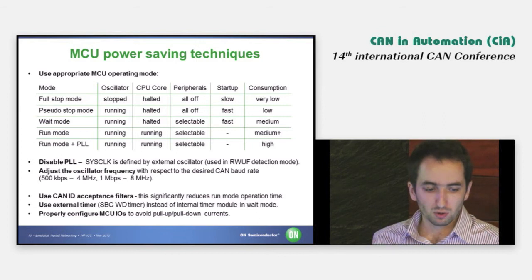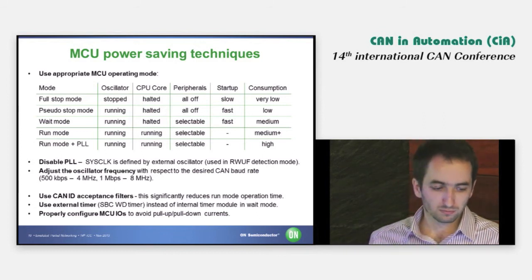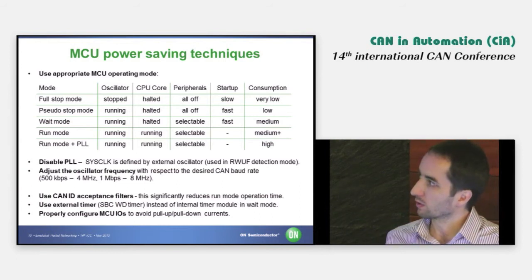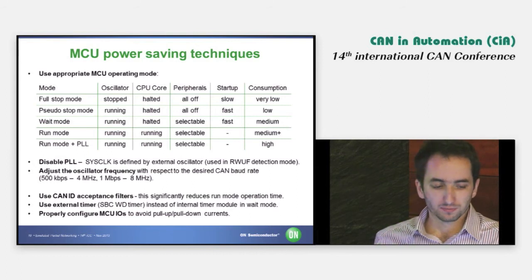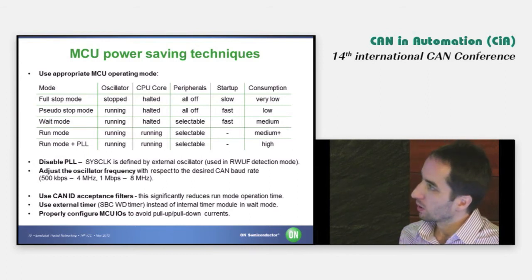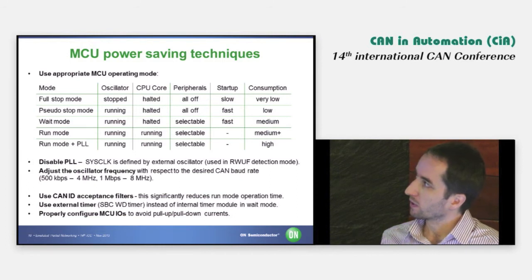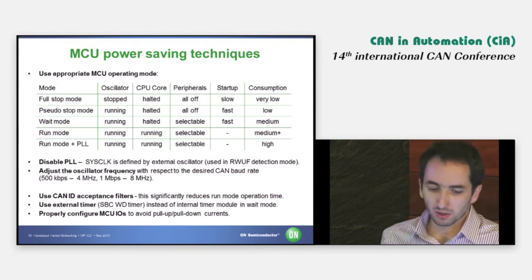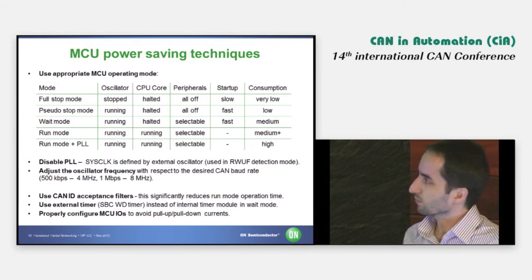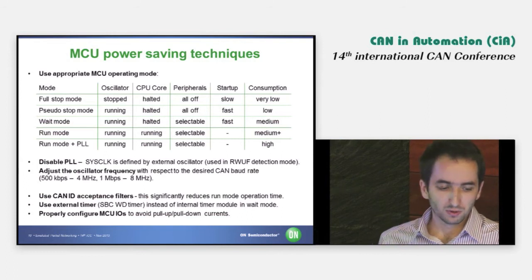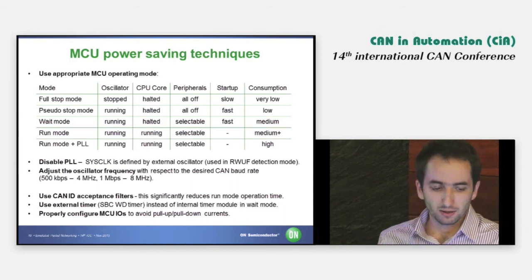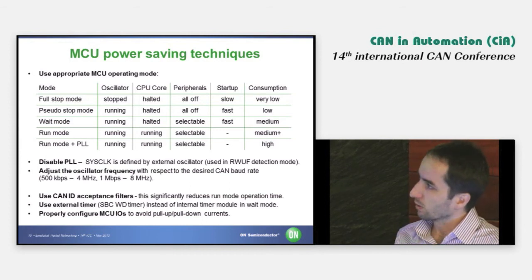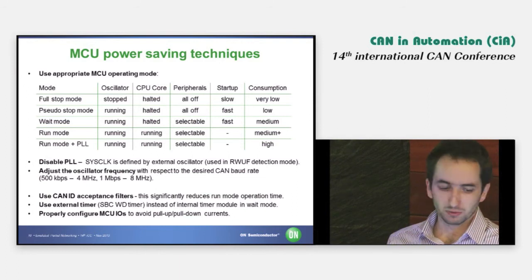In this pseudo-stop mode, the PLL is also disabled, which helps to decrease the current consumption. And we have other modes such as the wait mode, where we can enable several peripherals. It also supports fast startup, but the consumption is increased a bit. And finally, run mode, where we can have the PLL either disabled or enabled. I'll explain what is happening during the startup.